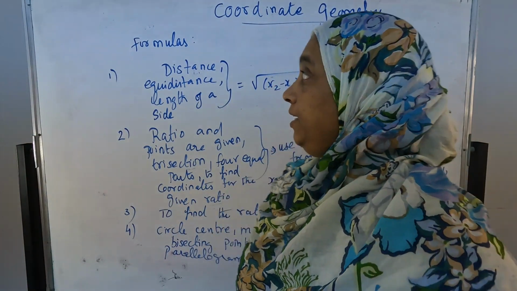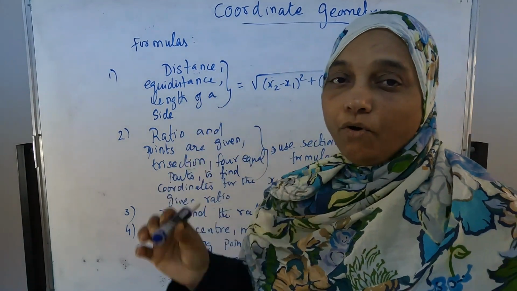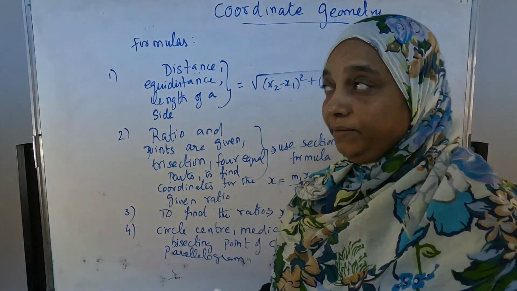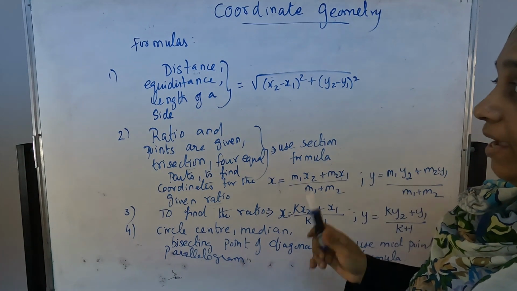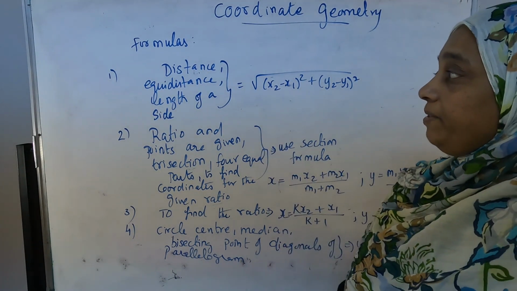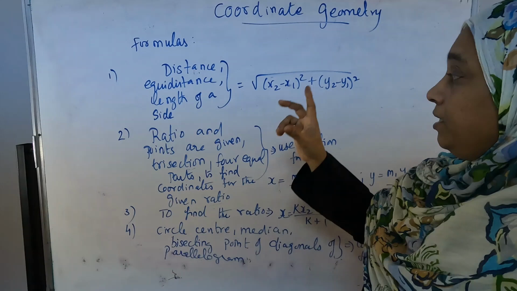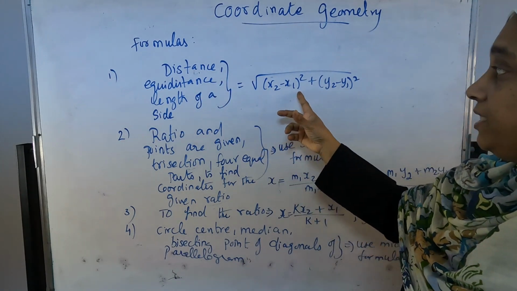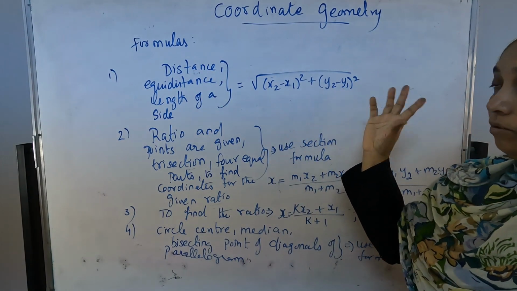Welcome to my channel. Now we are going to see coordinate geometry revision for the board exam. So what are the formulas we have to keep in mind? First, we have to keep the distance formula. Distance formula is what? Root of (x2 minus x1) the whole square plus (y2 minus y1) the whole square.